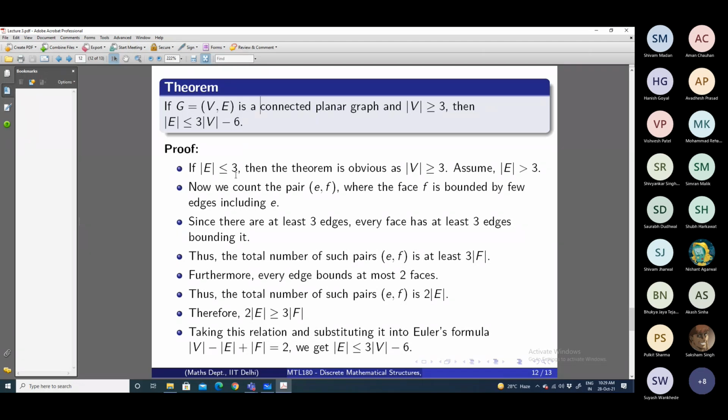If the number of edges is less than or equal to 3, then the theorem is obvious. Why? Because we have assumed that the number of vertices is bigger than or equal to 3, so this number is always bigger than or equal to 3. Three into 3, 9, minus 6. And if the number of edges is less than or equal to 3, then it is trivially true. So we assume that the number of edges is bigger than 3. Now we count all the pairs E comma F, where F is a face bounded by a few edges including E. So we are counting all of this.